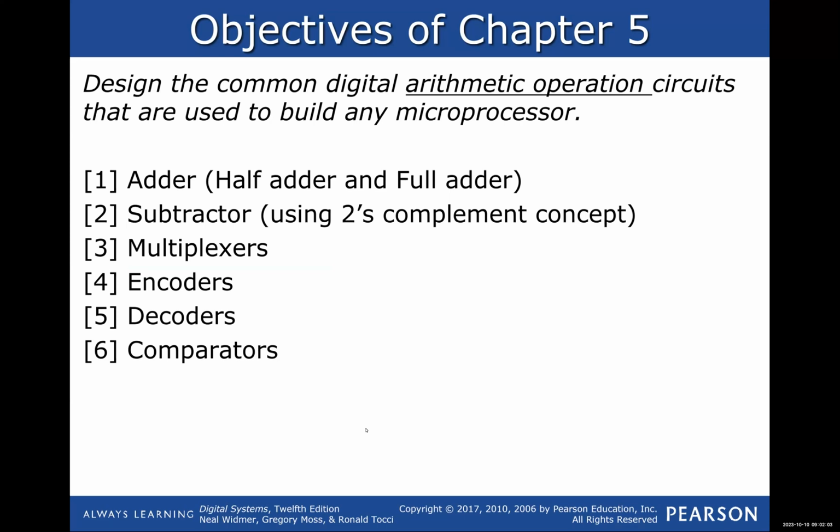The main objective of this chapter is that we're going to be designing the common digital arithmetic operation circuits that are used to build any microprocessor. We're going to learn how to build an adder, how to build a subtractor. We're going to learn what is a multiplexer, encoders, decoders, and comparators. We're not going to finish all of those today, but we're going to take only the first half.